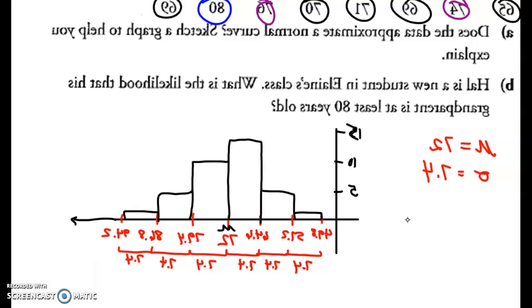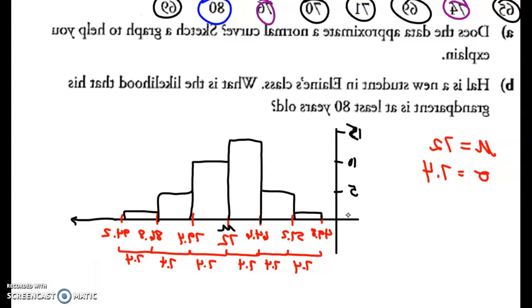And so would this be normal distribution? Yes, it's very much a bell curve. I mean, that's not exactly 34% on either side, but it's very close. Now, for a new student, what's the likelihood that his grandparent is at least 80 years old?